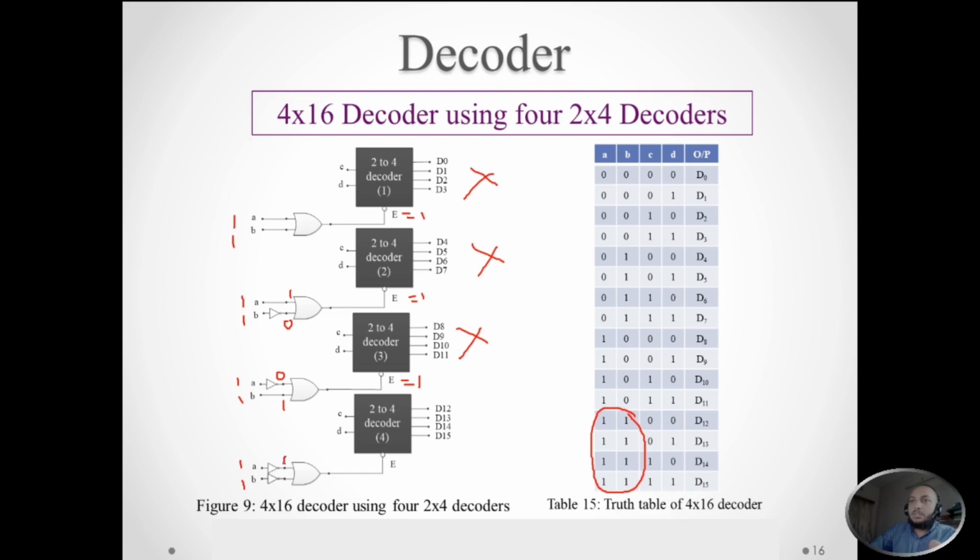Here for 1 1, this OR gate is getting 2 zeros, that means all the inputs of this OR gate are zeros, so E will be 0 and we will get the outputs of this decoder D12 to D15. So that's how we can make a 4:16 decoder using 4 2:4 decoders.